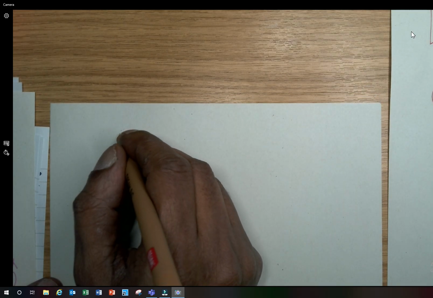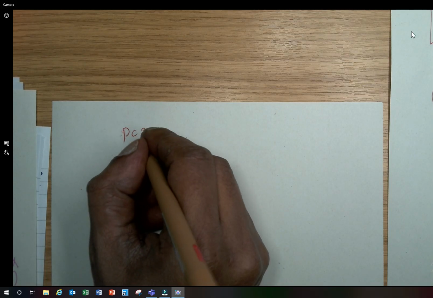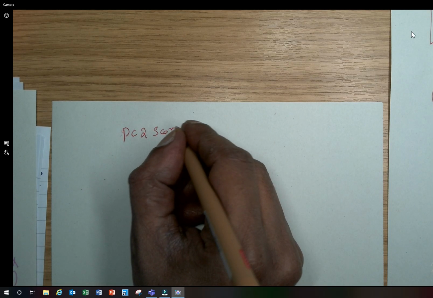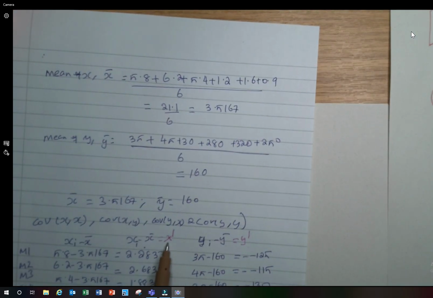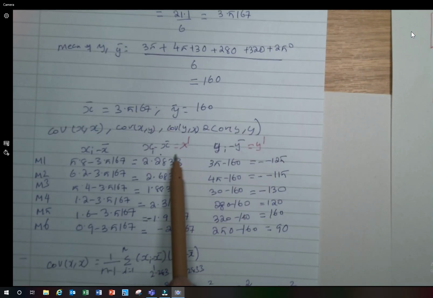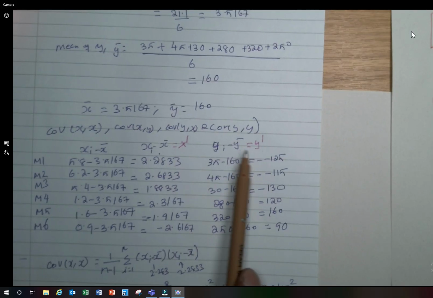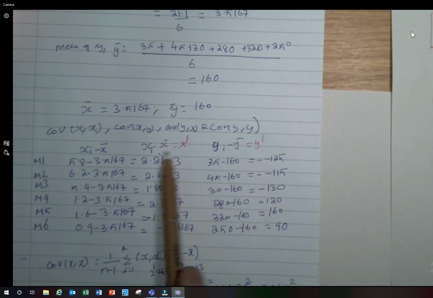So let's try to calculate the scores for the second principal component. Let's shortly call it PC2 scores. For that we need the mean centered data, and then we multiply x dash by vector v1 and y dash by v2, which corresponds to lambda 2.